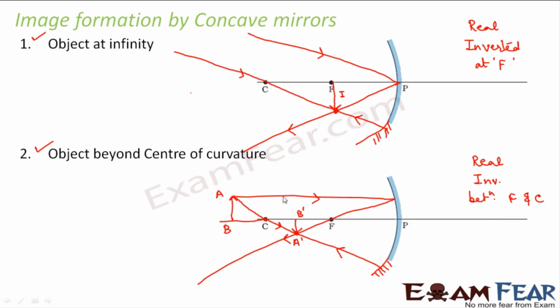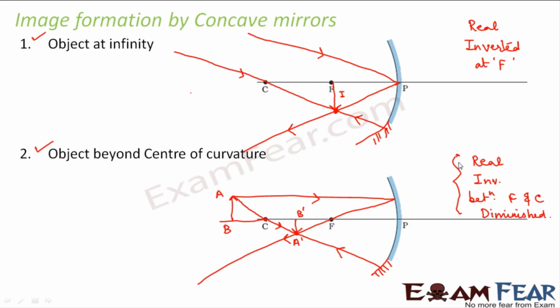What about the size of the image? If you look at it, the size of the image is smaller than the size of the object. The length AB is greater than the length B dash A dash. So the image is diminished. That means it is smaller in size than the object. So this is the nature of the image formed when the object is placed in front of the concave mirror beyond its center of curvature.